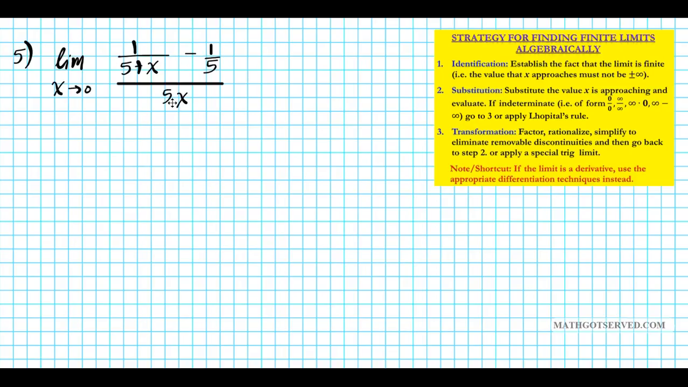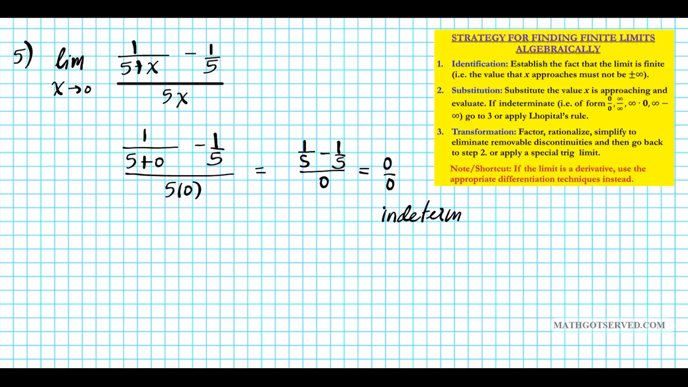Okay, so what you notice here is this is a finite limit, because there is a constant. What we're going to do is substitute. That's what you always do first, all right? So we substitute, we'll have 1 over 5 plus 0 minus 1 over 5 divided by 5 times 0. In the numerator, you have 1 over 5 minus 1 over 5, divided by 0 in the denominator, 0 over 0, which is an indeterminate form. Okay? All right. So what are we going to do here?